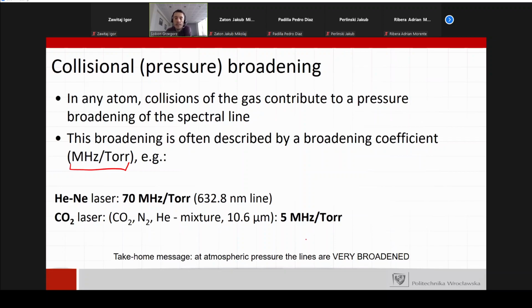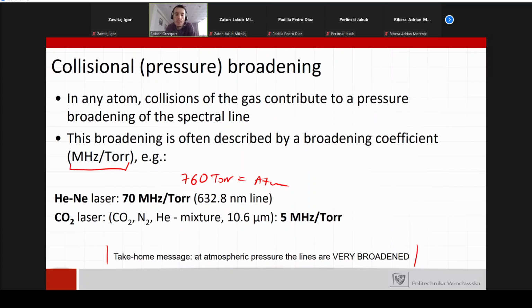So at atmospheric pressure, of course, the lines would be very broadened because the atmospheric pressure is 760 torr, right? So this is a very high pressure. So this is also important for spectroscopy when we measure absorption lines. When we measure them at atmospheric pressure, they are really, really broad, at the level of gigahertz.